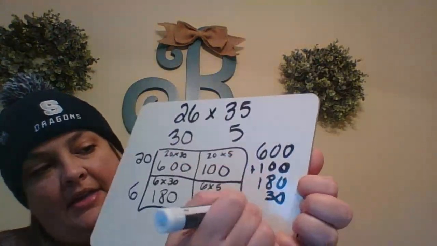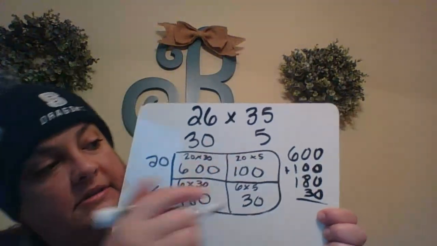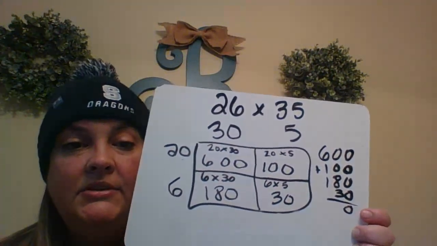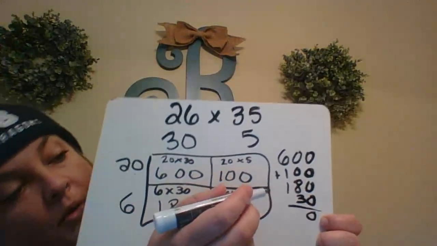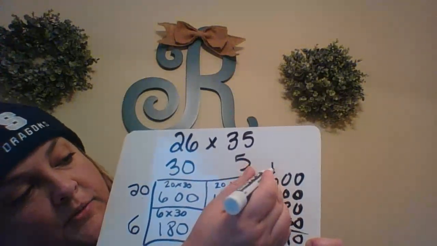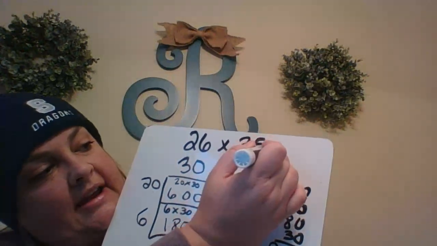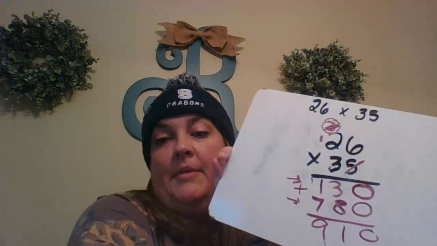Now I'm going to add them. Y'all with me? So in the ones place, we have all zeros. So we're going to have 0. In the tens place, 8 plus 3, 9, 10, 11. So I'm going to put a 1 down and regroup a 1. 6 plus 1 is 7, 8, 9. 910. I came up with 910. Guess what I came up with on the back? 910.